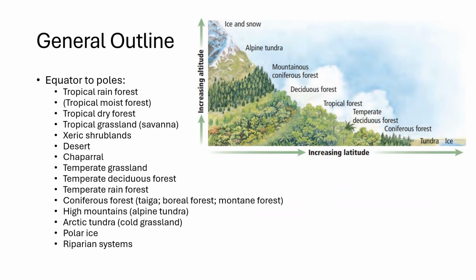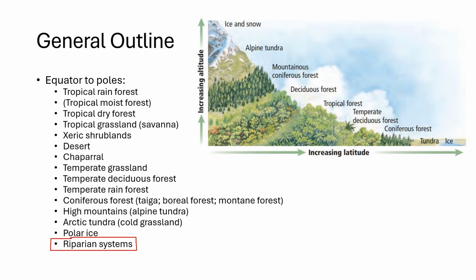And if you didn't get it on the vocab slide, this is the list of the biomes that we're going to be looking at. Basically, as you go from the equator to the poles, it goes in this order. I'm not going to read them all to you, but the only exception to that are the riparian systems, which can be anywhere. I just put it down at the bottom because they're a little bit different than all the other ones. What's also kind of cool is that if you're at the equator and you increase in altitude, you can also go through many of these biomes.